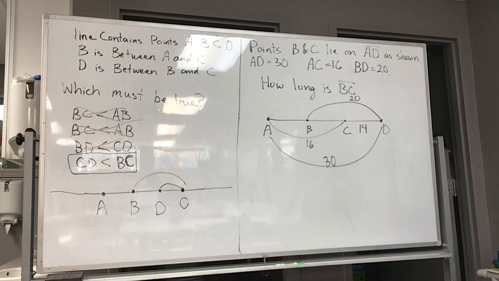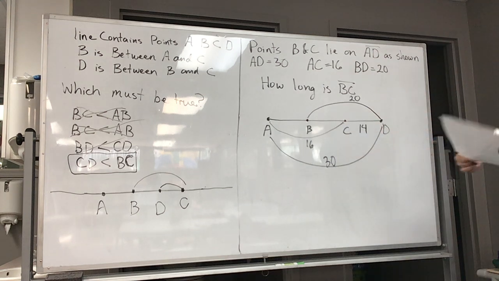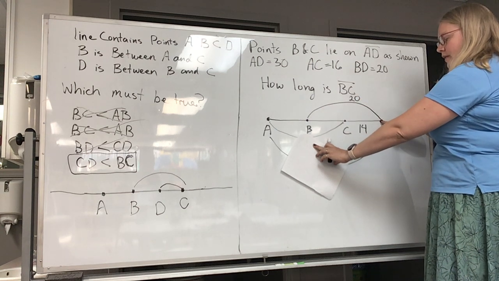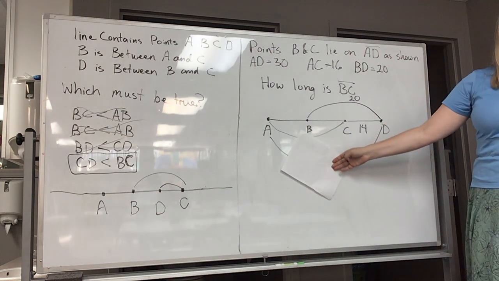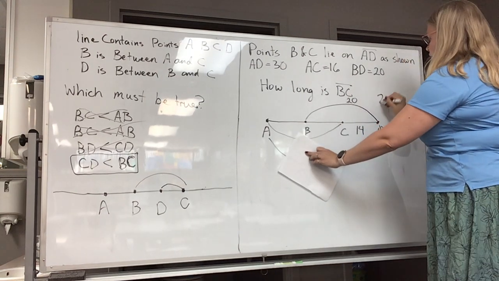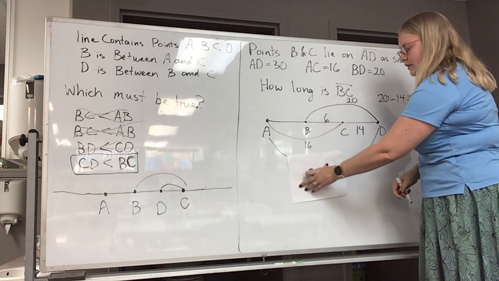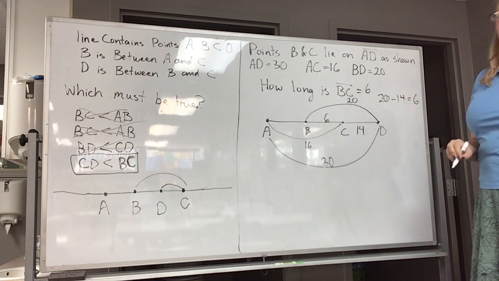And now we can do the same process again. Ignore the stuff we don't need. Use the stuff we have to find out what we want, which is this piece in the middle. And so if we ignore this, we have that this whole thing is 20. This part is 14. How much is left over for that middle piece? It would be the 20 minus the 14 equals 6. And so BC equals 6.